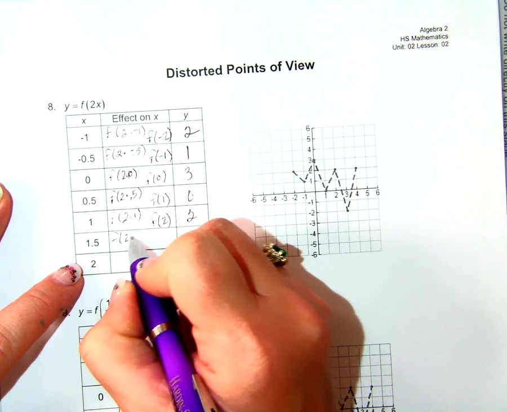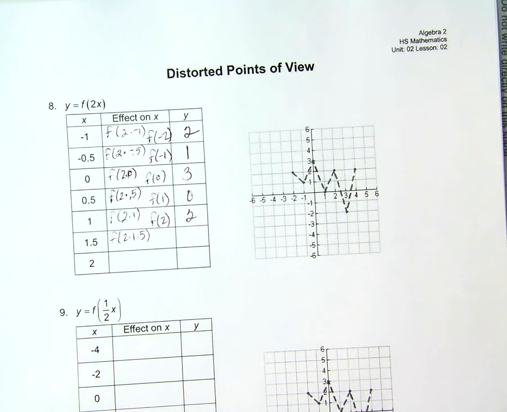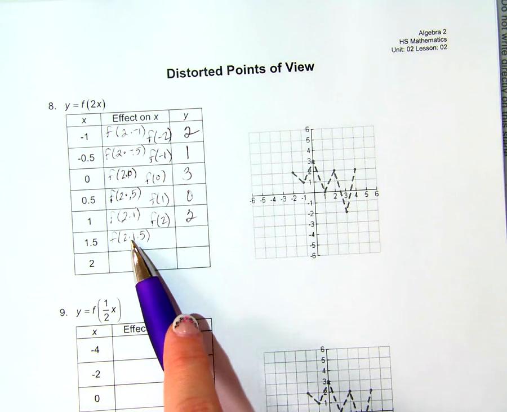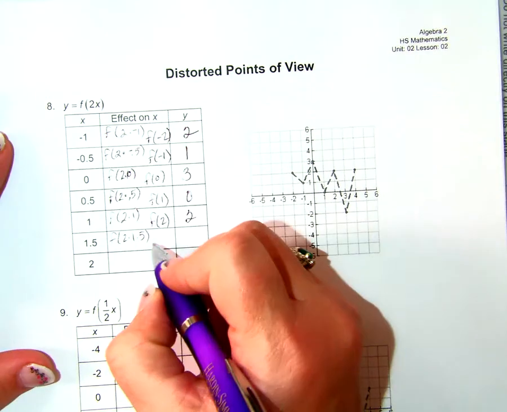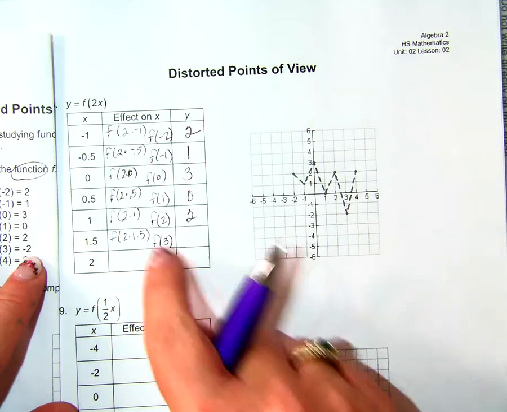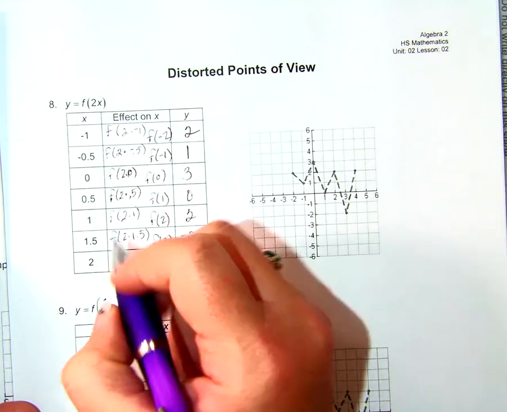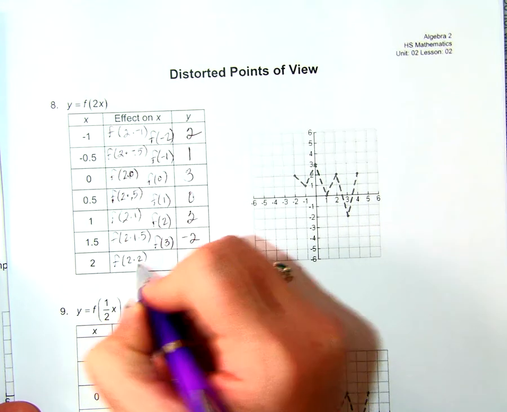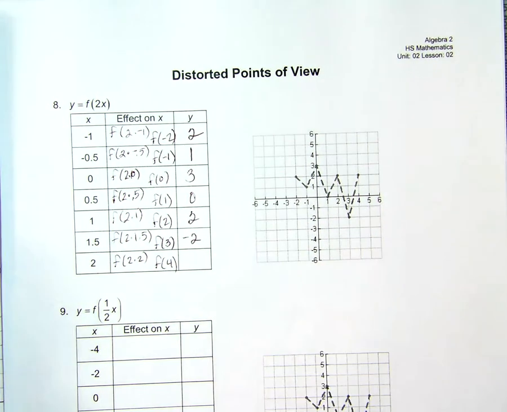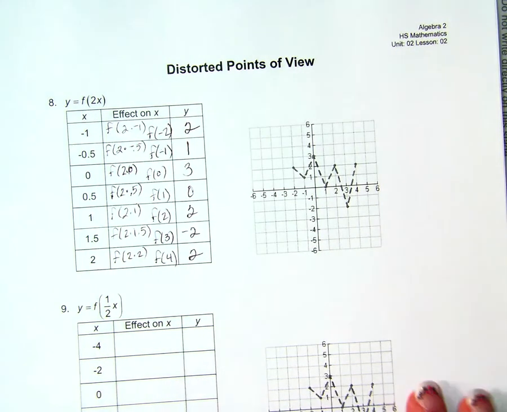F of 2 times 1.5, do we know 2 times 1.5? Well, we know 2 times 15, right? That's 30. Well, we have a decimal point in there. It's really 1.5 and not 15, so hopefully we can figure out pretty quickly that that's 3 without using our calculator. And we know that f of 3 is negative 2. Okay? F of 2 times 2, f of 4. Well, f of 4 is 2. So let's plot our new function.